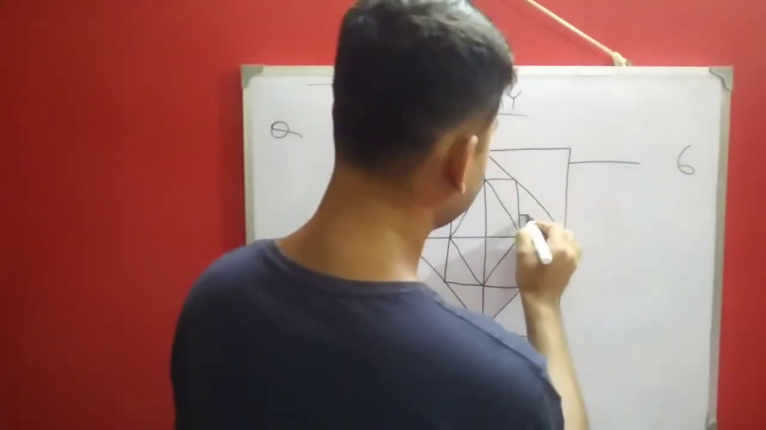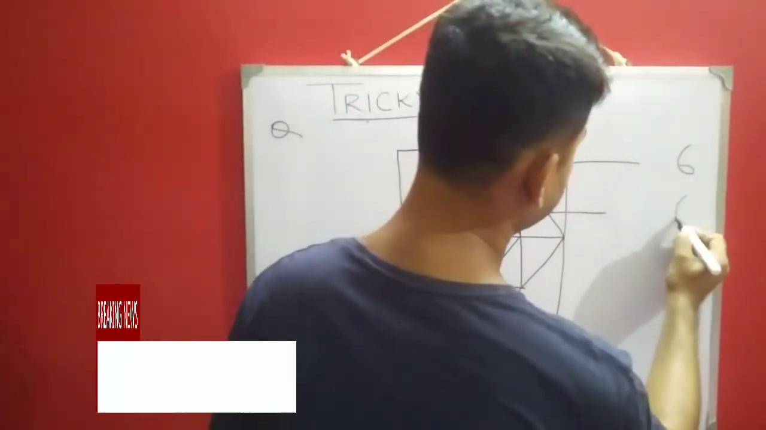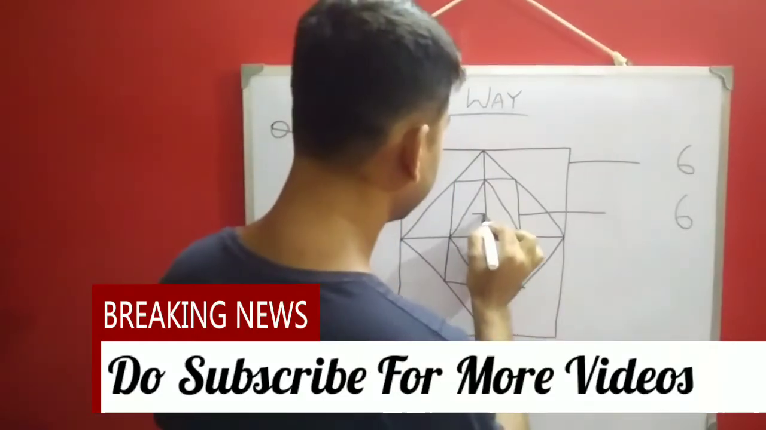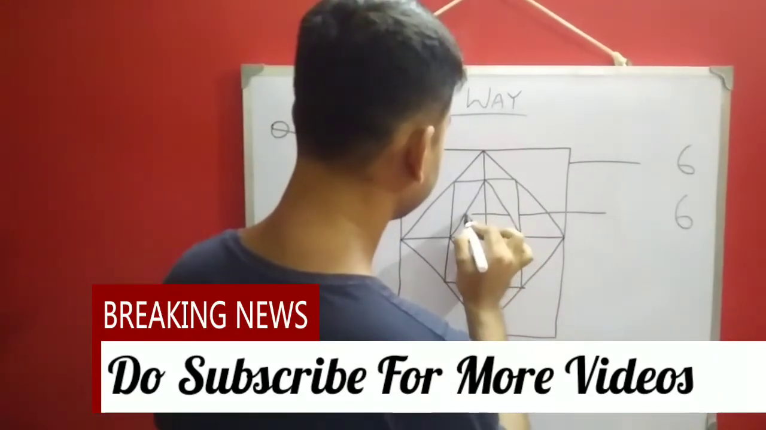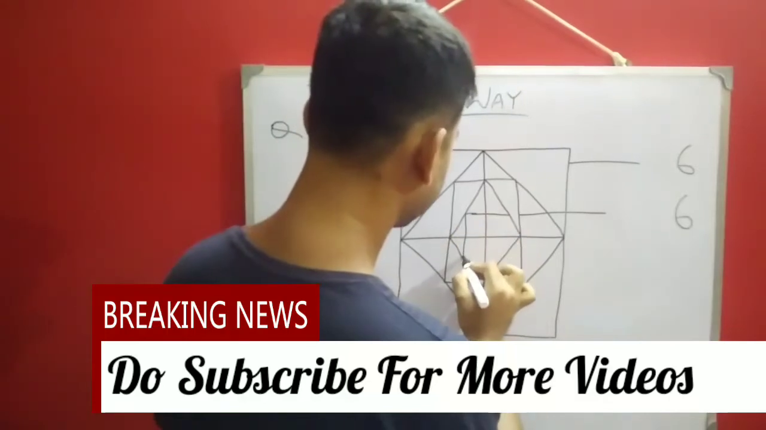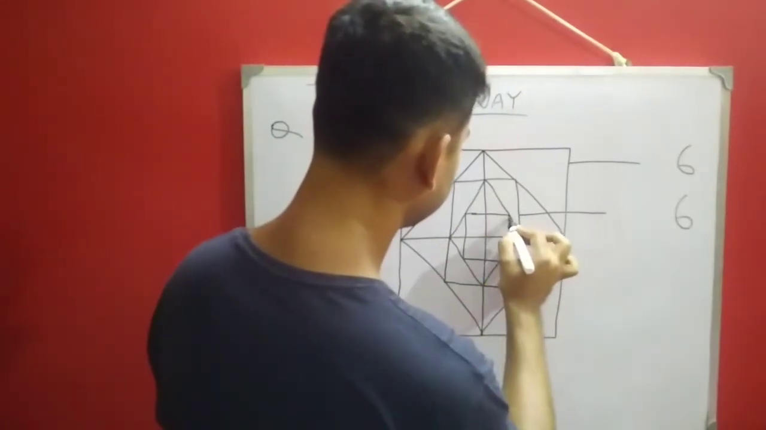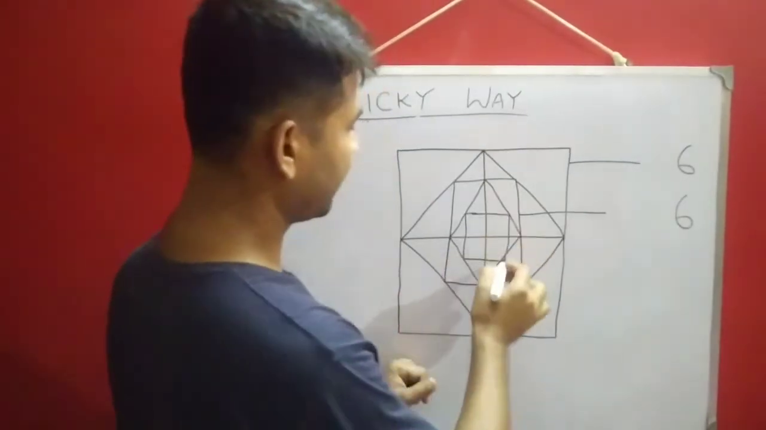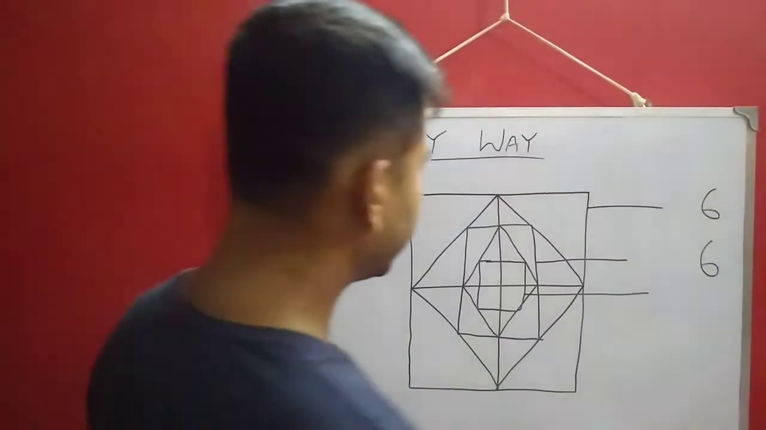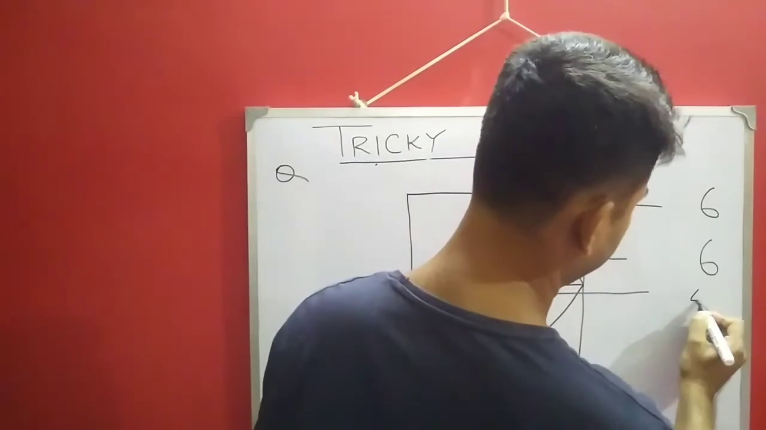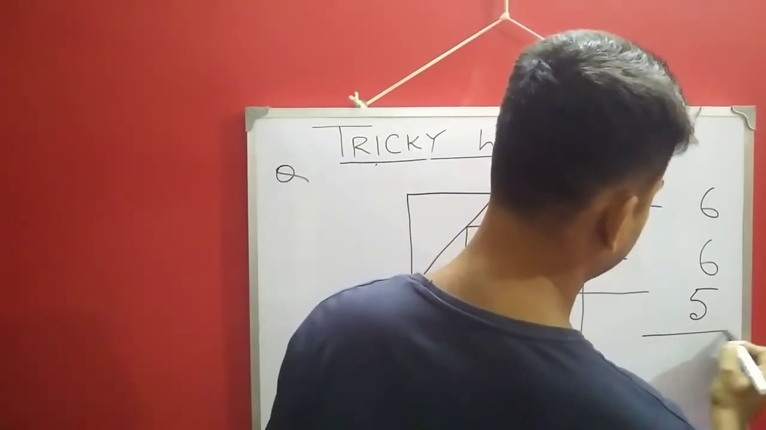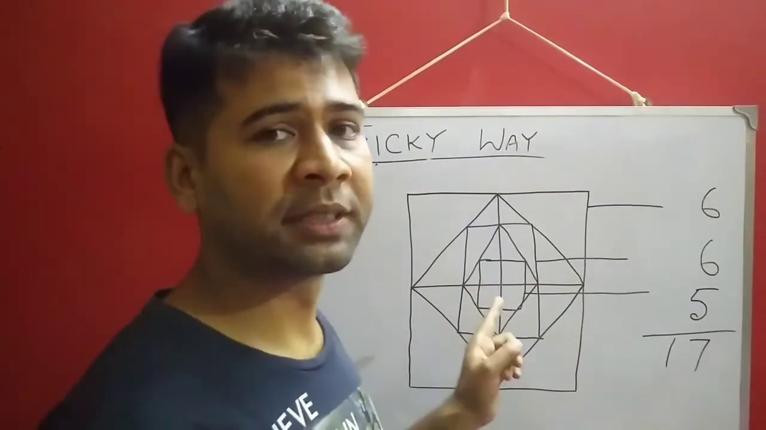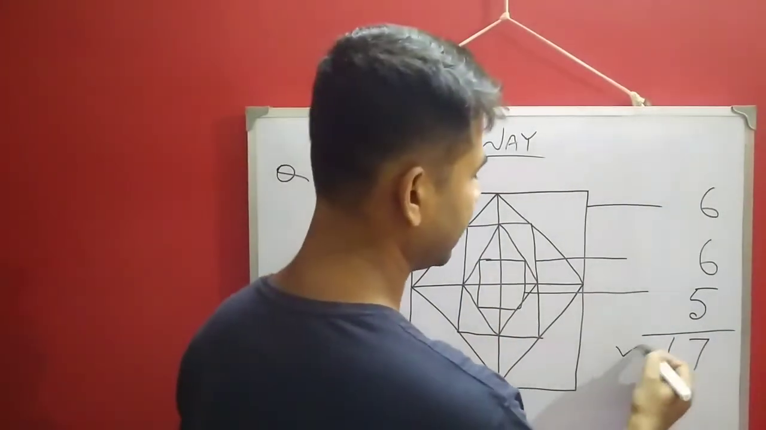So for this figure, the total number of squares equals 6, and in the rest there is a square, and we know the total number of squares for this figure is 5. So the total is 17. So the number of squares for this given figure is 17. Is it clear?